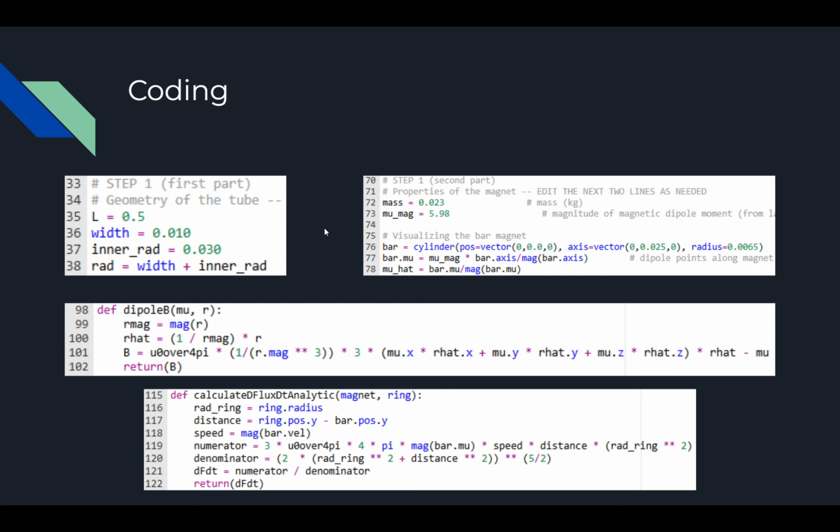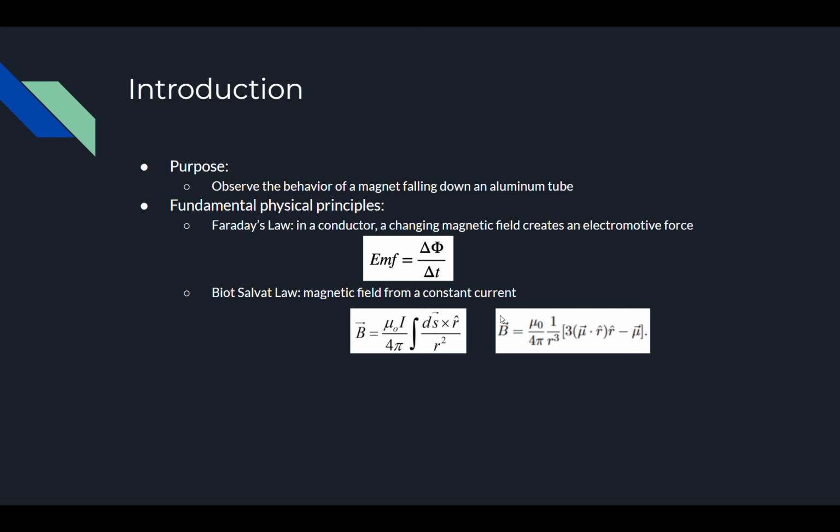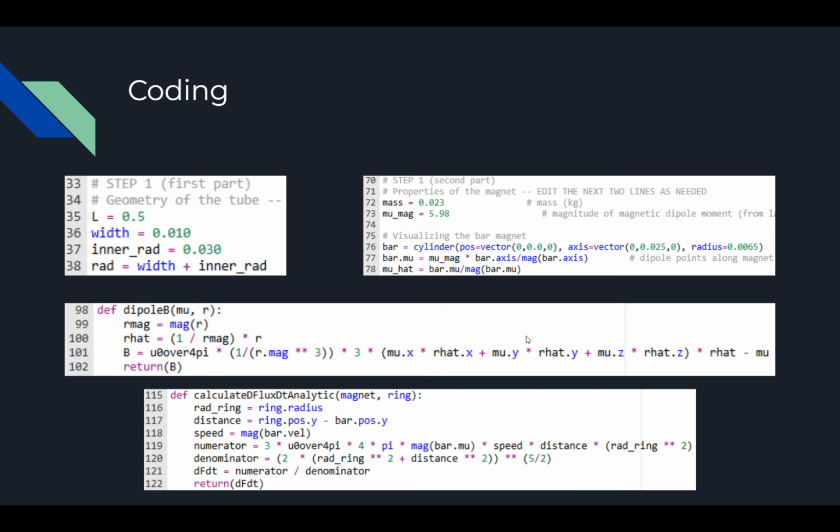For the coding, we first defined the dimensions from the initial conditions, and then created the bar magnet visualization, and then we defined a function for the magnetic dipole, using this formula that was over here. Then we also made a function for the change in magnetic flux.